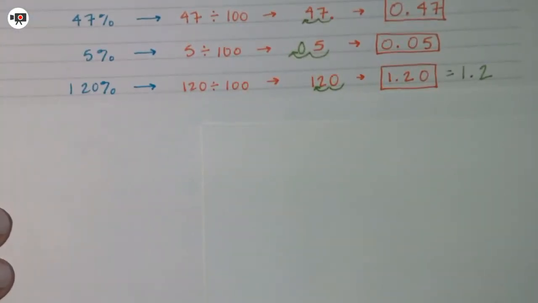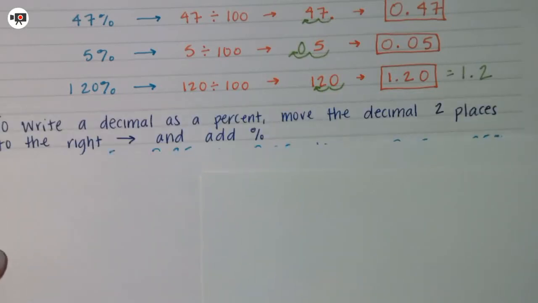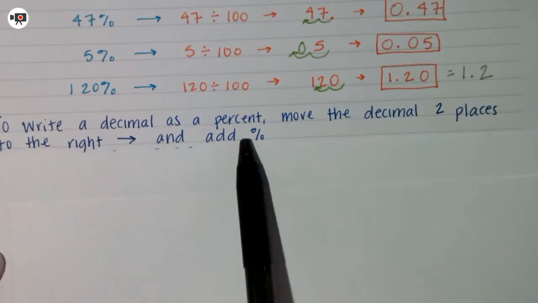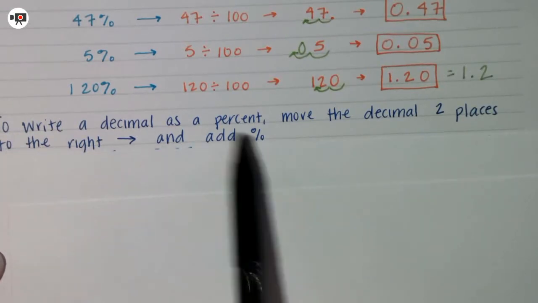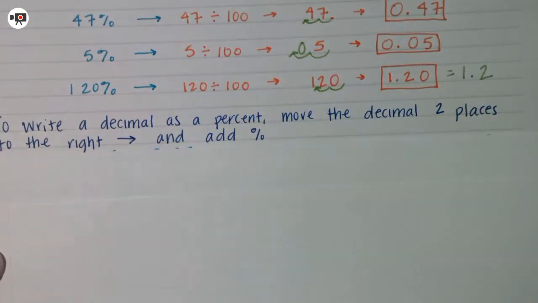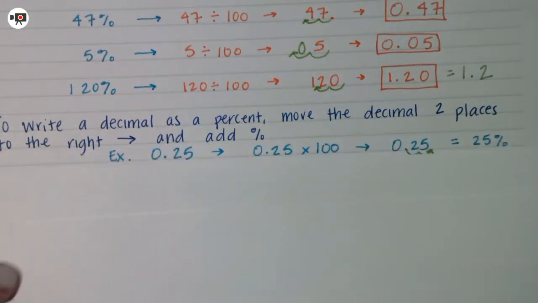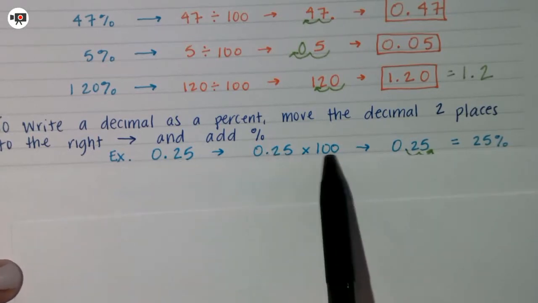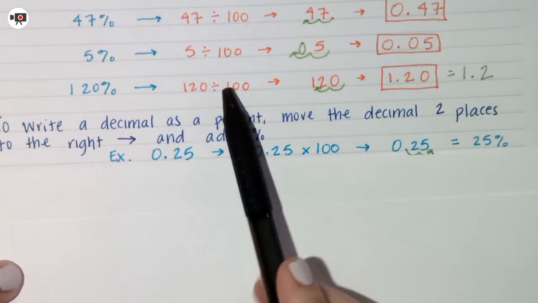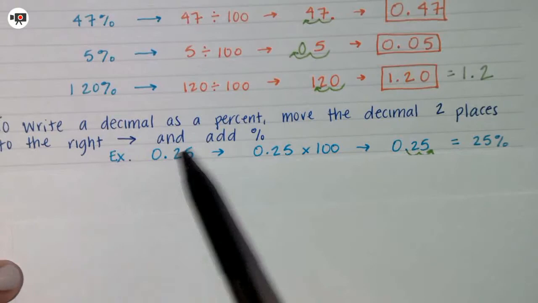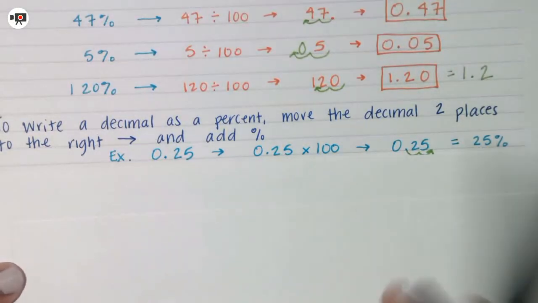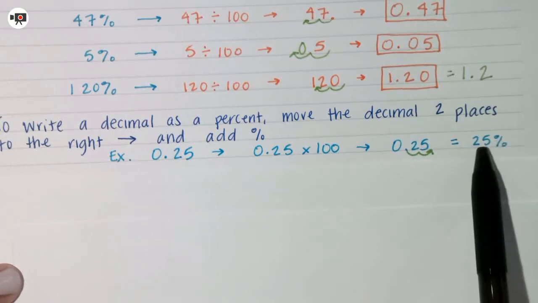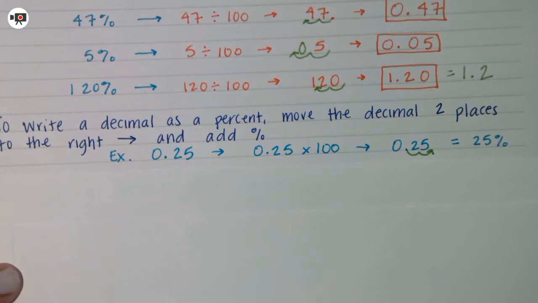To write a decimal as a percent, essentially we do the opposite. So we move the decimal 2 places to the right and then add a percent sign to go from a decimal to a percent. So it's the opposite. An example: if I start with 0.25, I'm multiplying by 100. Up here we were dividing by 100. So when you go from a decimal to a percent, you multiply. So I move my decimal place 2 places to the right, and that is 25, and you stick a percent symbol on the end.